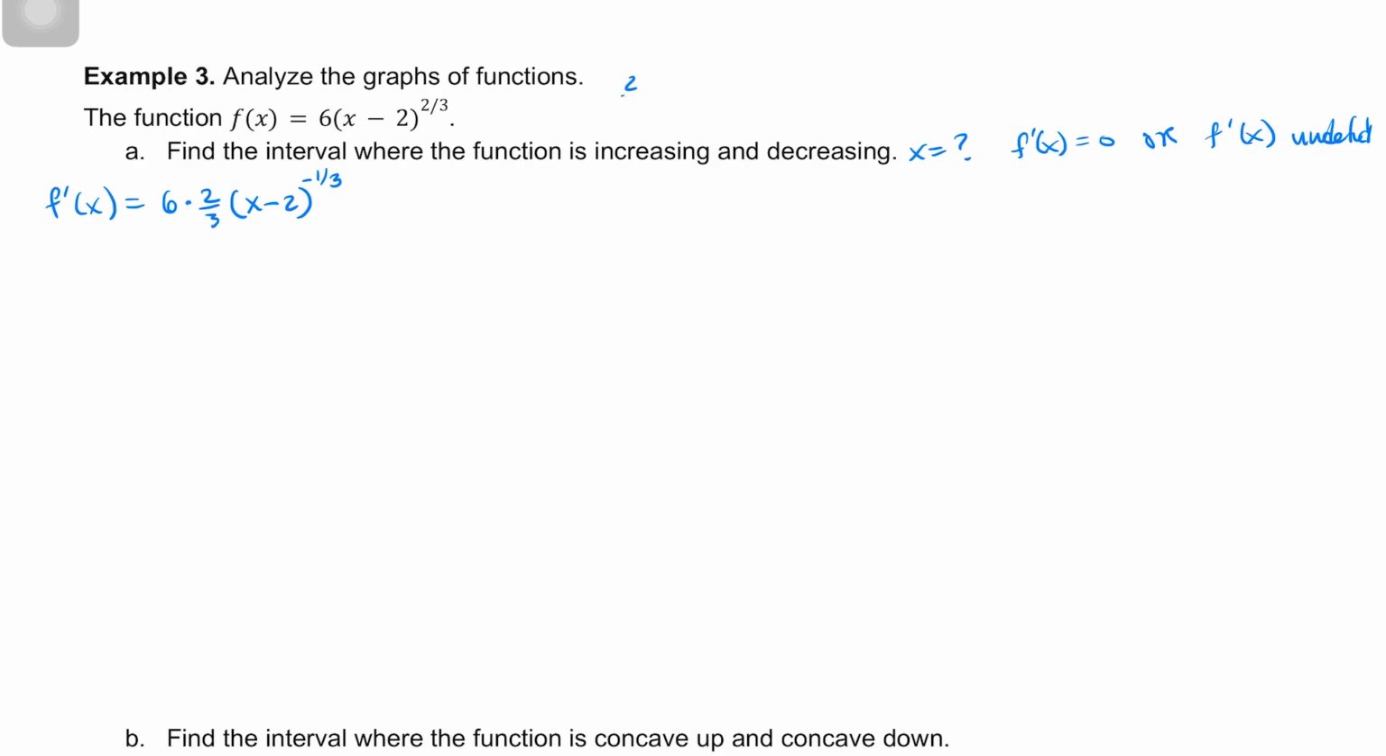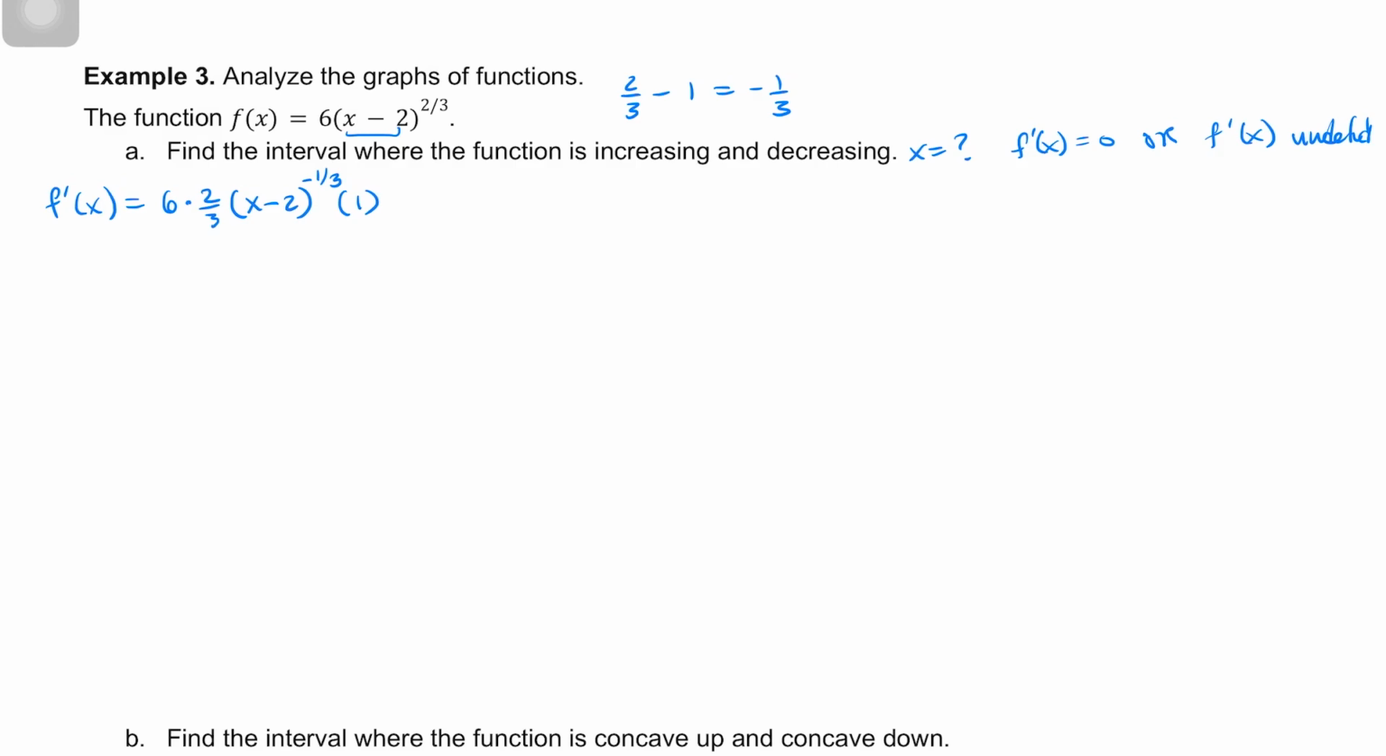You can just do that in your head or by hand, or you can type it in your calculator. This will give you negative 1/3. And then multiply by the derivative of the inside. The derivative of the inside is going to be 1 for x and 0 for the minus 2. So this kind of goes away.